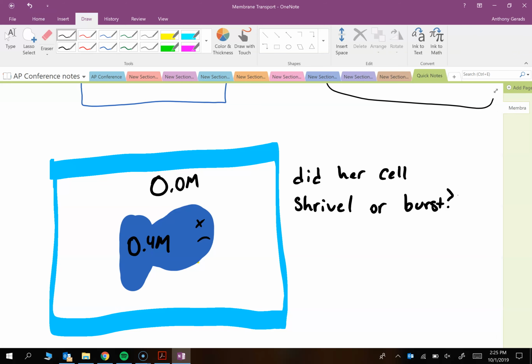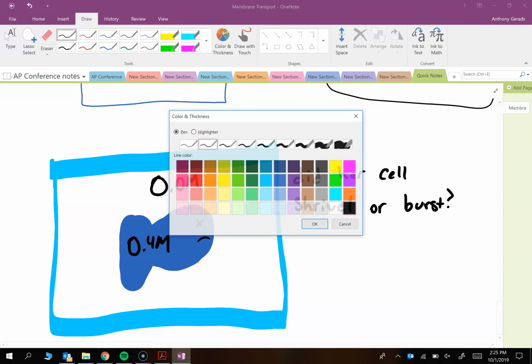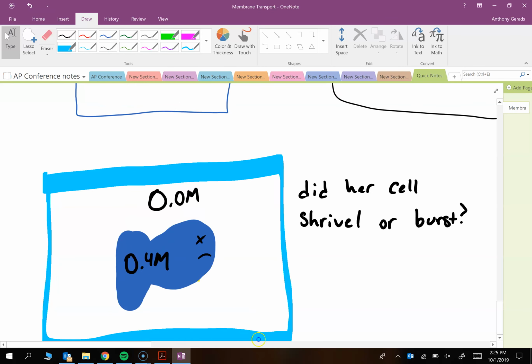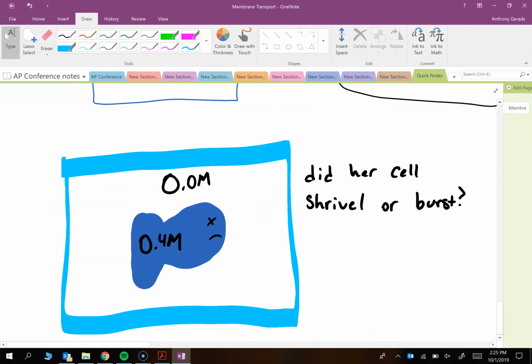Dory going straight to those float Olympics. Okay. So, what do you think? Did her cells shrivel or burst? First off, where is hypertonic? Dory or the water? So we'll say Dory is hyper.